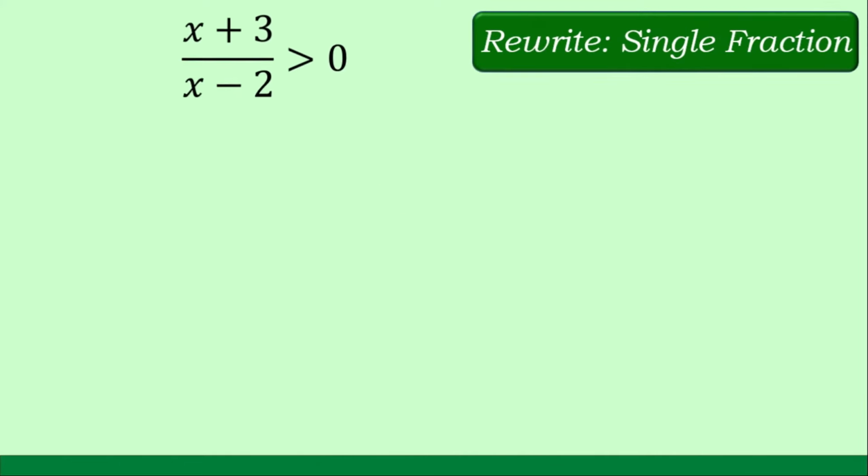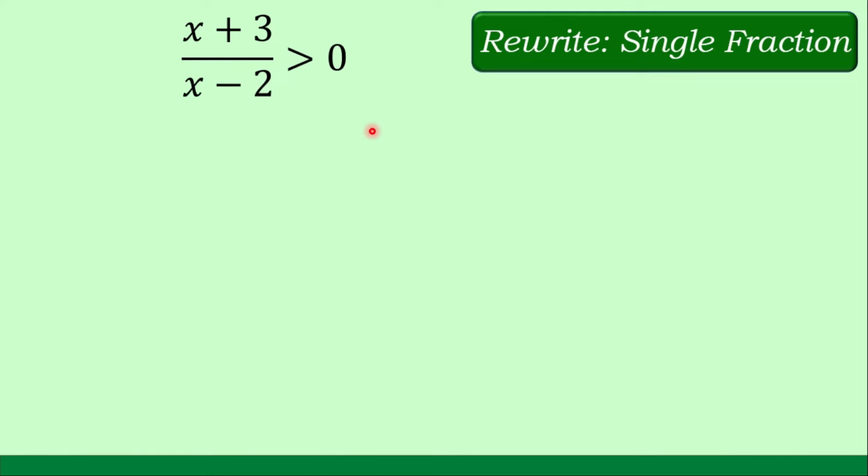Step 1. Rewrite the given inequality into a single fraction on the left side and a 0 on the right side. So let's check. This is our given, right? On the left side, it is already in a single fraction. On the right side, that's also a 0. Let's check. We are done with step 1. It's already in a single fraction.